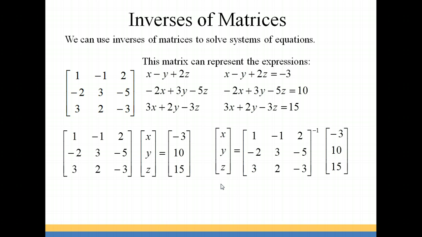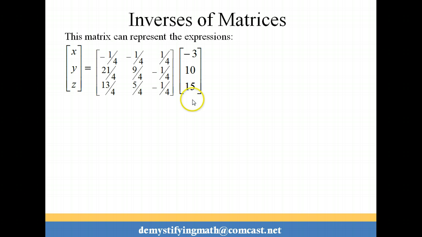Now remember that matrix multiplication is not commutative. So you have to be careful and make sure that your inverse matrix is on the left, multiplied by the constant matrix on the right. Then it will always work for you. And in this case, we've already found the inverse of this matrix. So we're just going to change this to its inverse. So we have xyz is equal to the inverse matrix times the constant matrix. And we're going to multiply row by column.